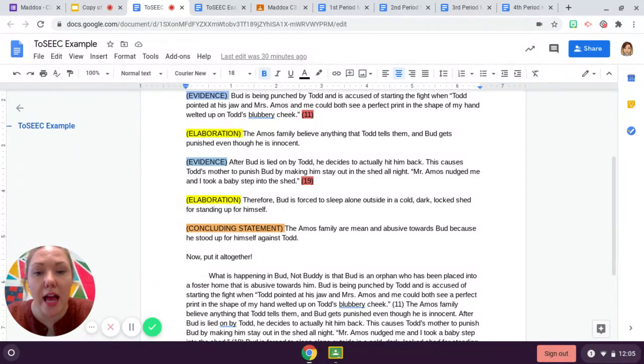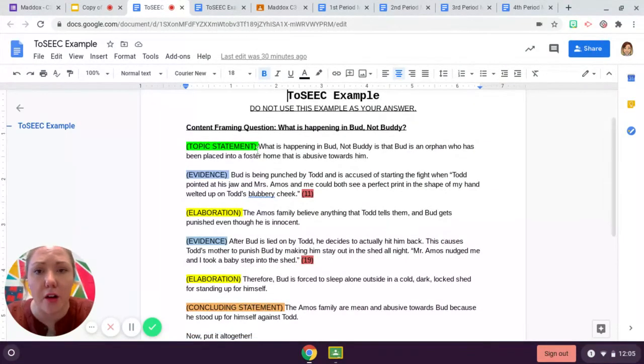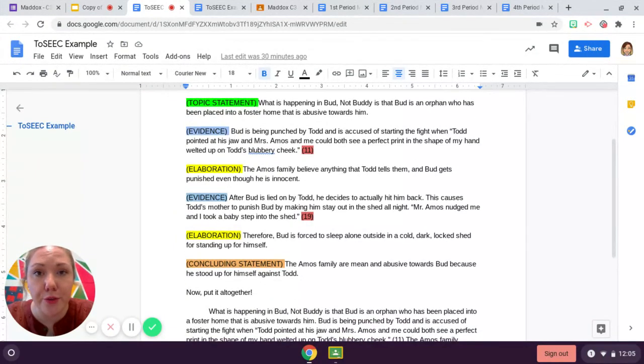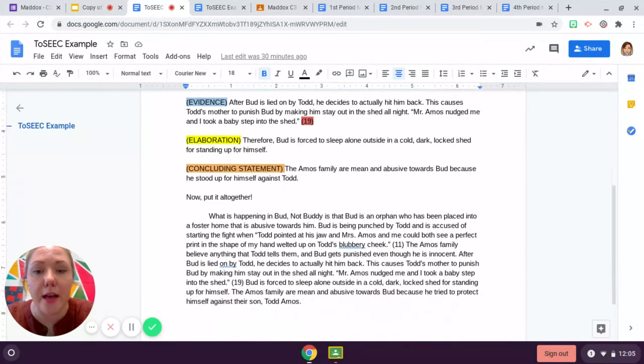My concluding statement is the Amos family are mean and abusive towards Bud because he stood up for himself against Todd. Now that I have all of this lined out, I can put it all together. What is happening in Bud, Not Buddy is that Bud, and so on. This is the exact same thing that I have up here. I've just put it into paragraph form.